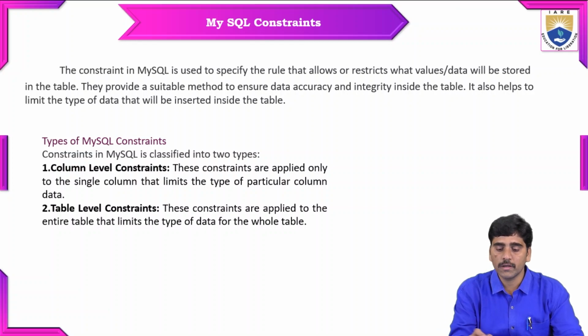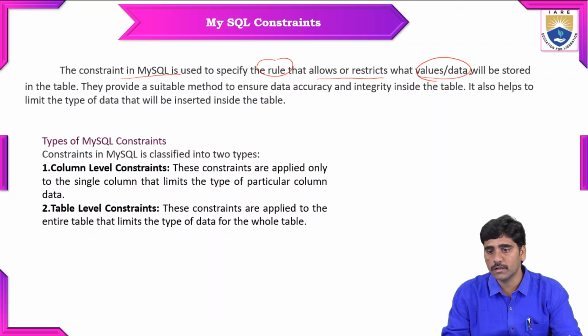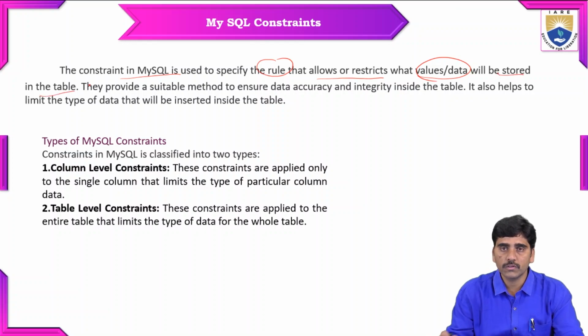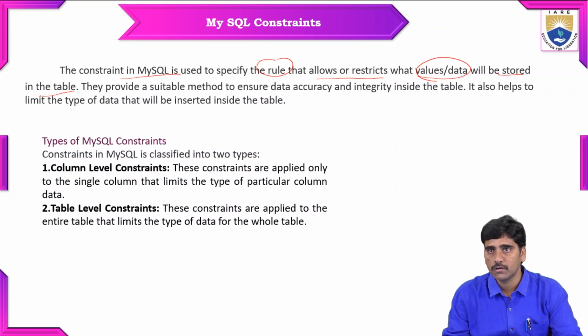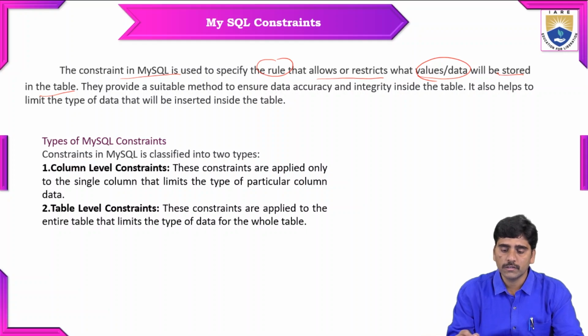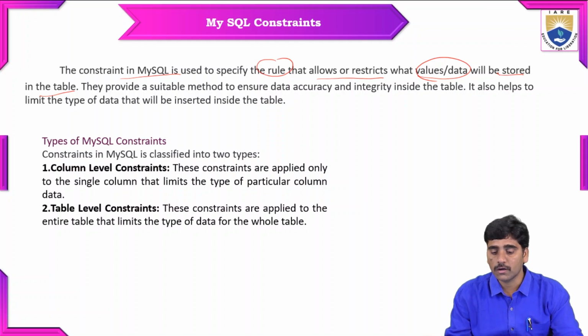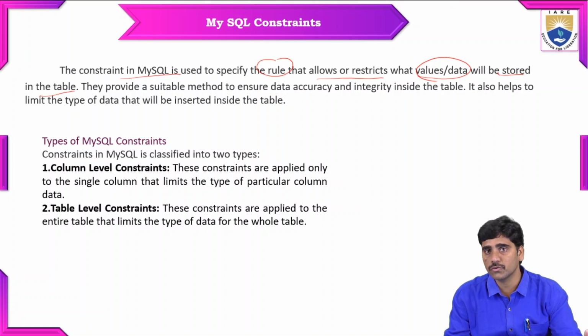So the constraints in MySQL are used to specify rules that allow or restrict what values or what data will be stored in the table. We can store different types of data in the table, so for all that data we need to check whether to specify conditions. We need to put constraints on some values or data. Here it specifies the rules that allow or restrict access to, or storage of, those values.